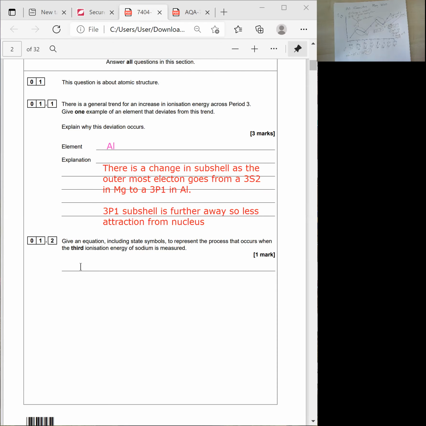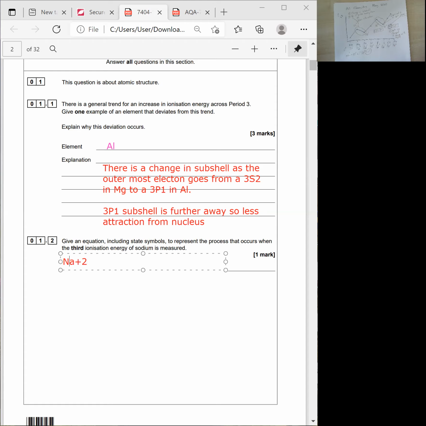So give an equation including state symbols to represent the third ionization energy. So ionization energies are successive. So what that means is if you're going to give the one for the third ionization energy, you need to start with something that's already lost two. Okay, so that will be sodium, and the charge will be +2.